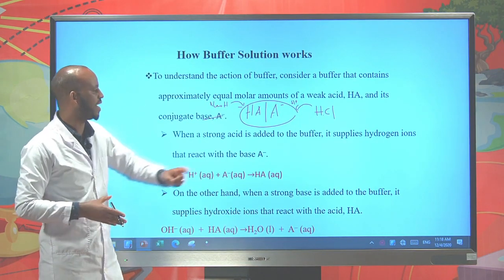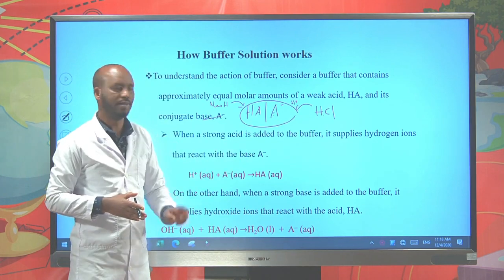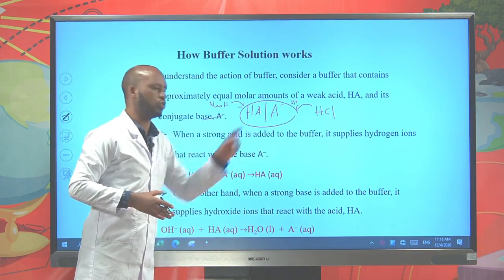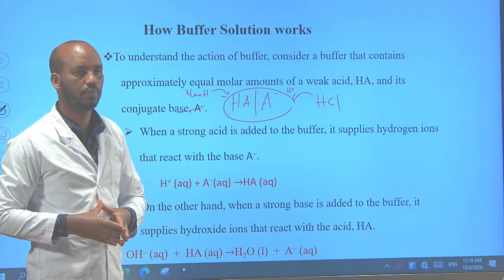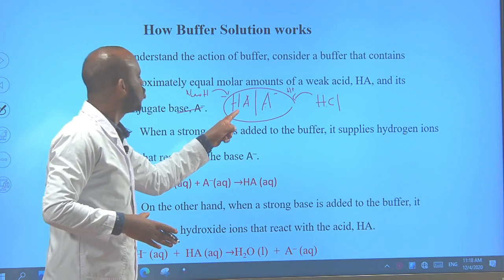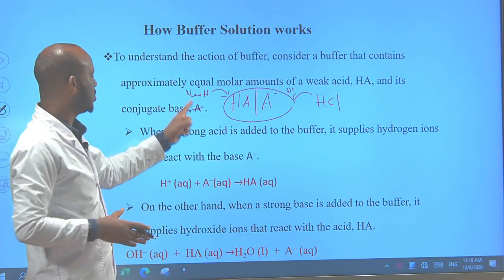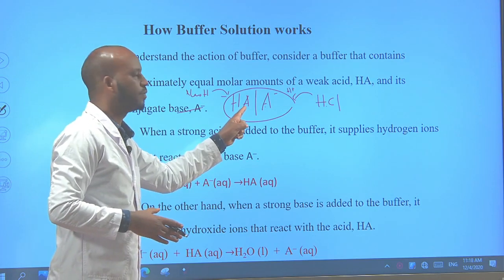When an acid is added to a buffer solution, the acid reacts with the base. When a base is added to a buffer solution, the added base reacts with an acid.